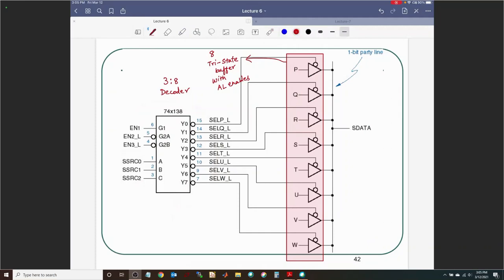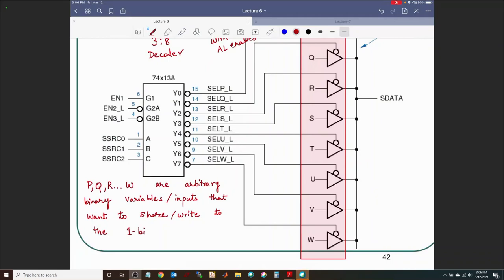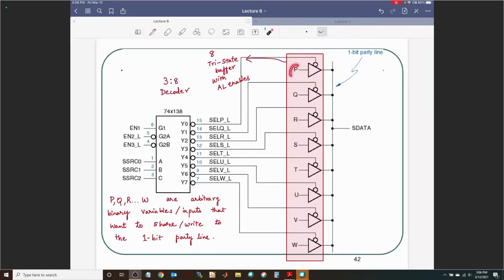Let me just write these down here. P, Q, R, blah, blah, blah, all the way to W, right? These are arbitrary binary variables or inputs that want to share or write to the 1-bit party line. So all of these guys want to get access to that S data output. But only one of them is going to be able to control what S data actually is.